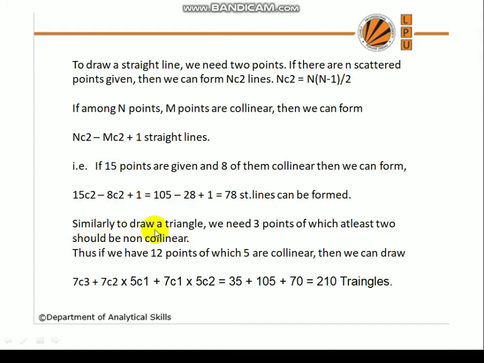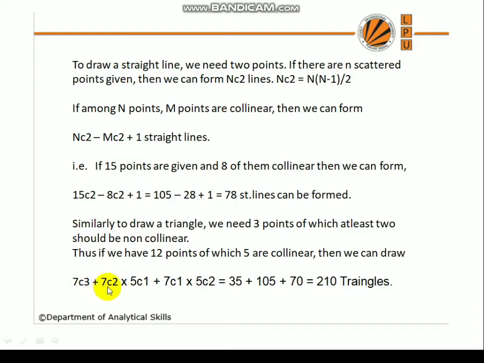Similarly, to draw a triangle, we need 3 points, of which at least 2 should be non-collinear, which means the points should be in scattered form. Let's suppose we have 12 points, of which 5 are collinear, then how many triangles can we draw? Here we have to split this question into 3 cases: all 3 from scattered points, 2 from scattered and 1 from collinear, and 1 from scattered and 2 from collinear. Out of 12 points, if 5 are collinear, then we have 7 scattered points. So 7C3 triangles can be formed from scattered points only.